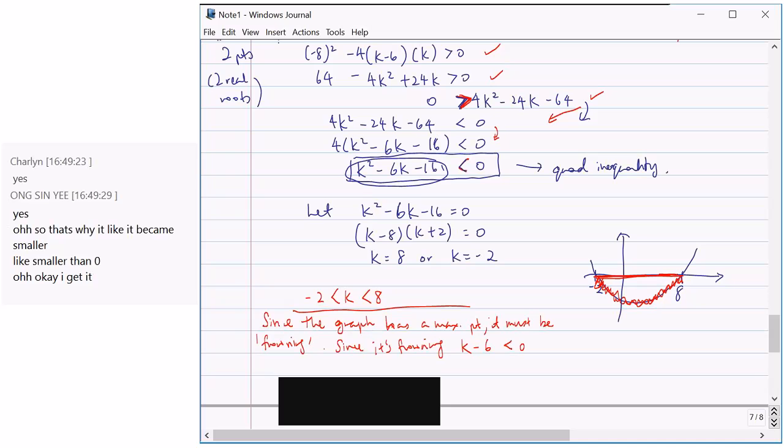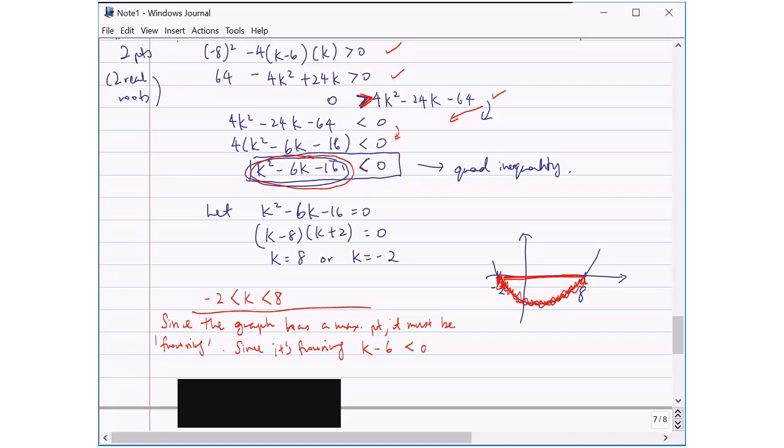Once I get the quadratic inequality, I let it be 0 as per normal. I factorize it and solve for k. Then draw the graph. It's a smiling curve because of the inequality. Always go back to your inequality and check what it is you're solving for. Smiling curve, less than 0 is here. So the k I'm interested in is between -2 and 8.